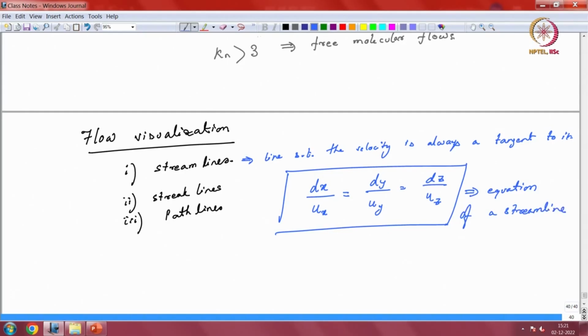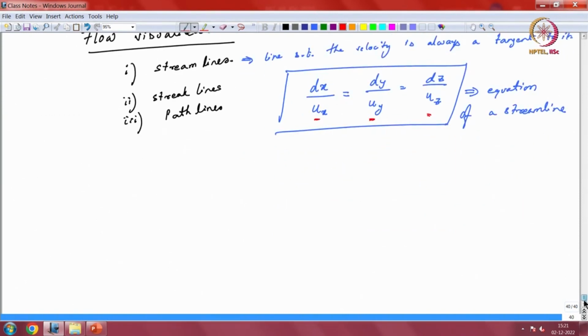So, if you have an experimental technique in which you are able to calculate ux, uy, uz, then you can use this particular equation now to calculate your streamlines in terms of x, y and z. Right. So, x, y and z, an equation connecting them, that would probably represent the streamline in this particular case. Then now comes the topic of streak lines.